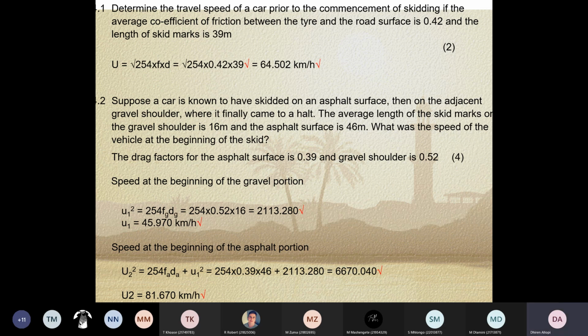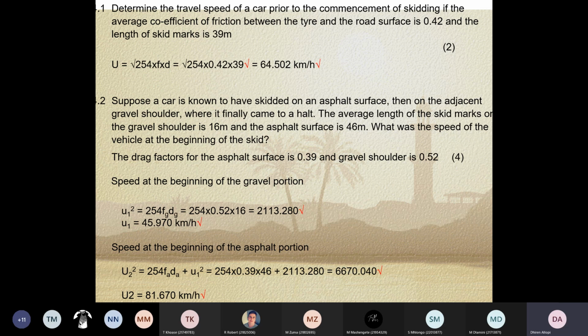First question was: determine the travel time of a car prior to the commencement of skidding, if the average coefficient of friction between the tire and the road surface is 0.42 and the length of the skid marks is 39 meters. A simple application of formula. You all should have picked up the formula. We went through it. So the speed then is the square root of 254 F times D, and if you substituted your frictional coefficient and your length of skid mark into the formula, you should have got an answer of 64.502 kilometers per hour.